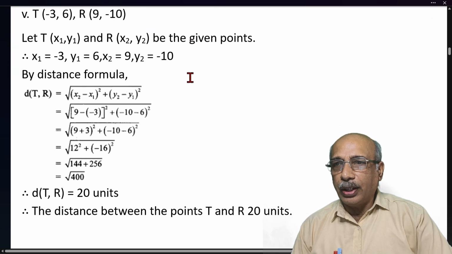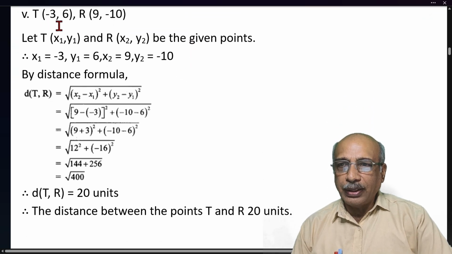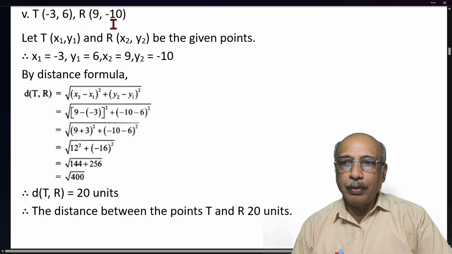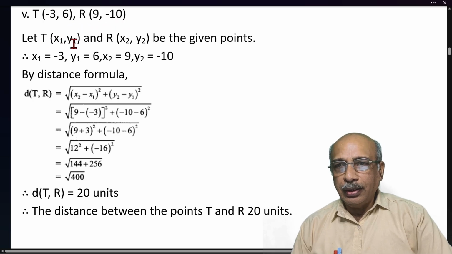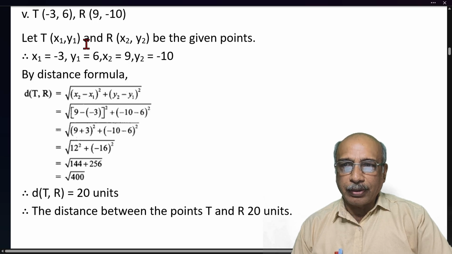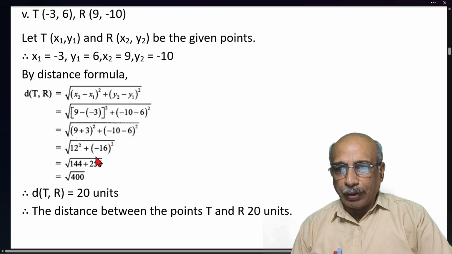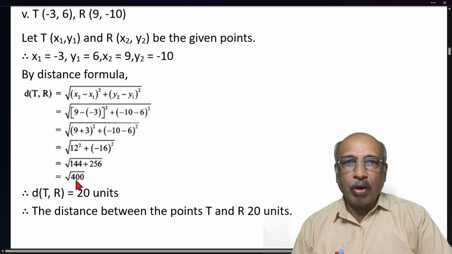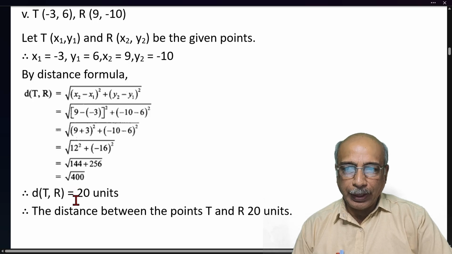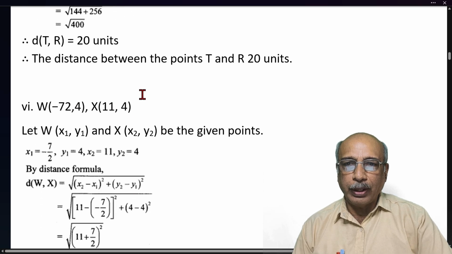Next, coordinates of point T are (minus 3, 6), R is (9, minus 10). Again, taking T coordinates as (x1, y1), R coordinates as (x2, y2). Substituting the values of these terms in the distance formula for distance TR, here we will calculate, simplify it, and we will get root of 400. Root of 400 you know very well, it comes to 20. Therefore, the distance between the points T and R is 20 units.